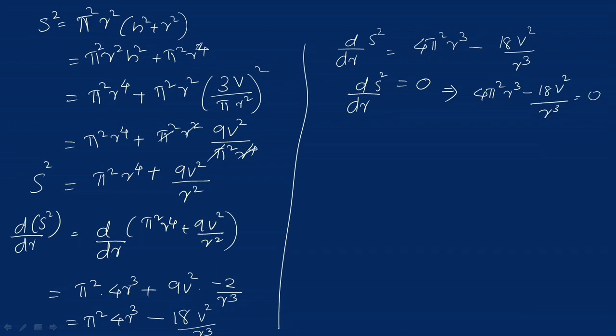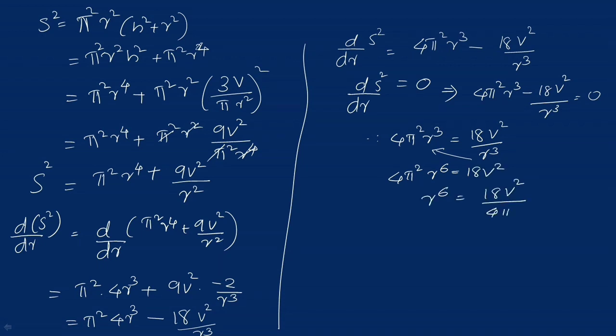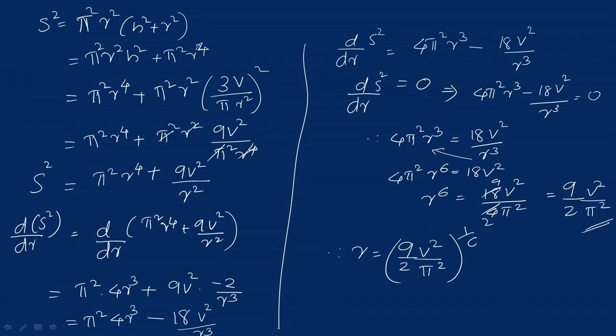When d/dr of S² is equal to 0, we can write 4π²r³ − 18V²/r³ = 0, or 4π²r³ = 18V²/r³. r³ is taken to the left side, so we have 4π²r⁶ = 18V², or from this r⁶ = 18V²/4π². 4 and 18 are cancelled, so we have 9/2 V²/π², that is r⁶, or r = (9V²/2π²)^(1/6).